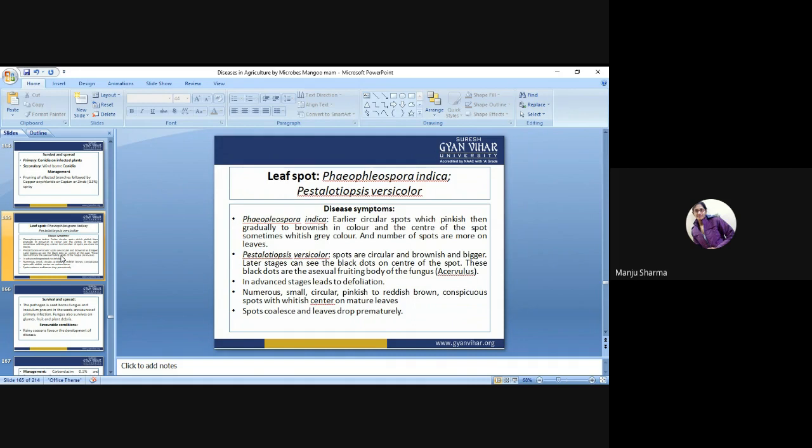Numerous small circular pinkish to reddish brown conspicuous spots appear, and leaves drop prematurely.